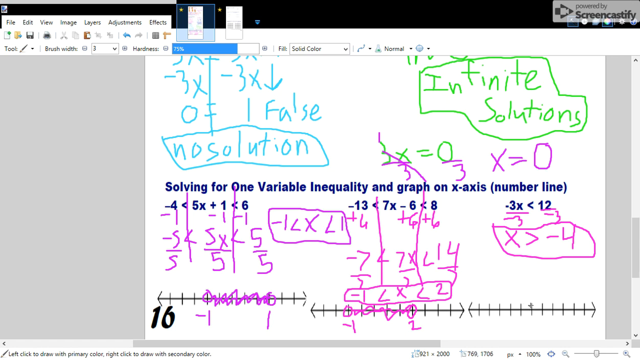So if we're to plot this on the number line, we have our hole, put negative 4, and x is going to be greater than that, so we'll shade this side of the number line.